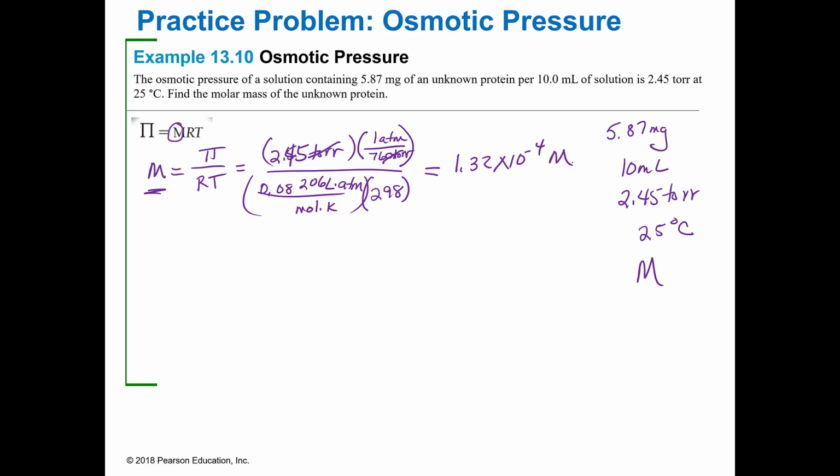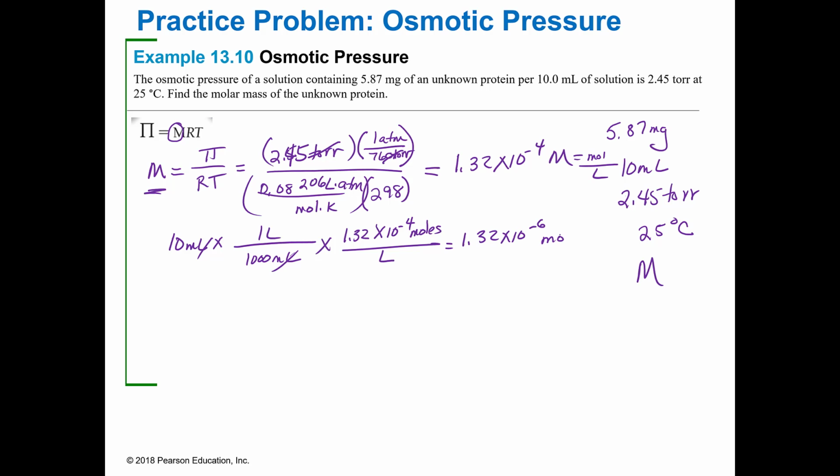So I can find how many moles I have because I know how many moles per liter I have. I've got 10 milliliters, and this is in moles over liters, so I'm going to have to convert that to liters. Then liters times the 1.32 times 10 to the minus 4 moles of the unknown protein per liter is going to give me 1.32 times 10 to the minus 6 moles of the protein.